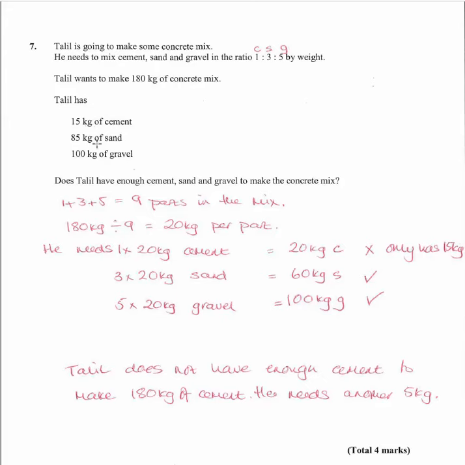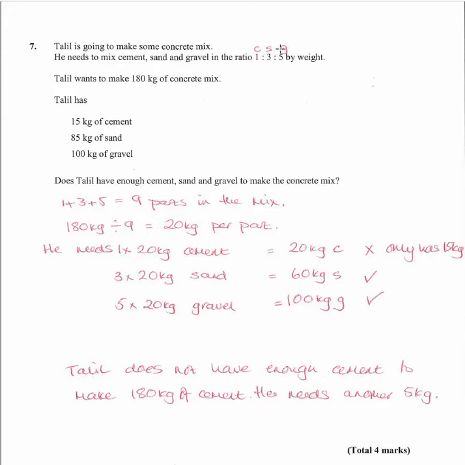This is what he's actually got, and we need to work out whether it's enough to make 180 kilograms of concrete mix. Well, obviously, if you add those lot up, you can see that it's going to come to over 180, but that's not the point. Does he have the amount of each of the things he needs? Well, in every amount, there's going to be 1 part of cement, 3 parts of sand, and 5 lots of gravel.